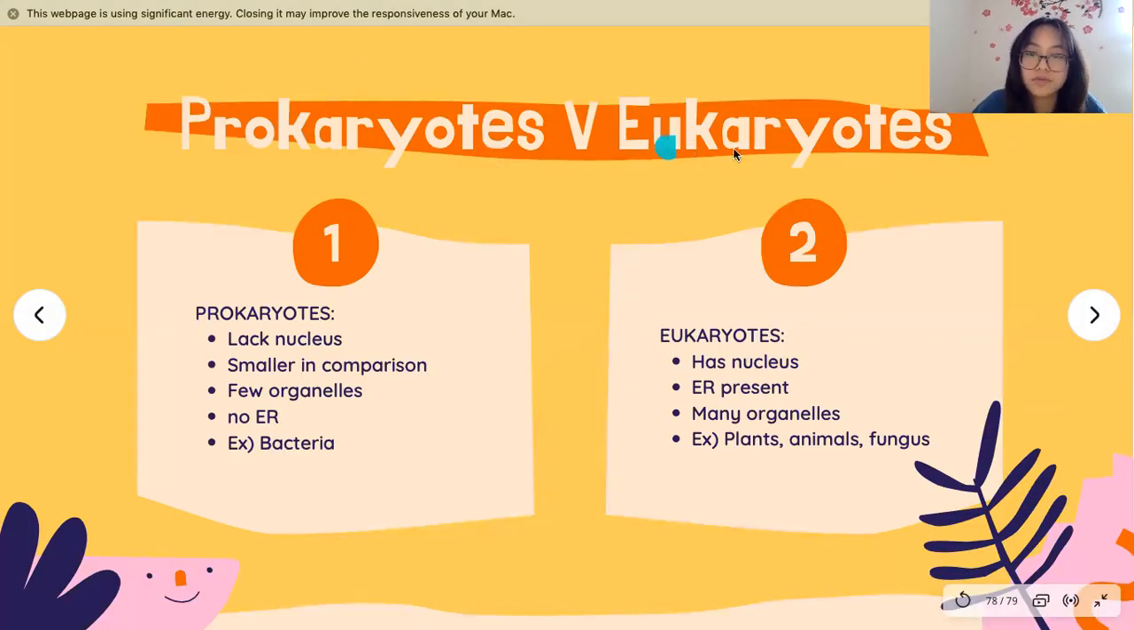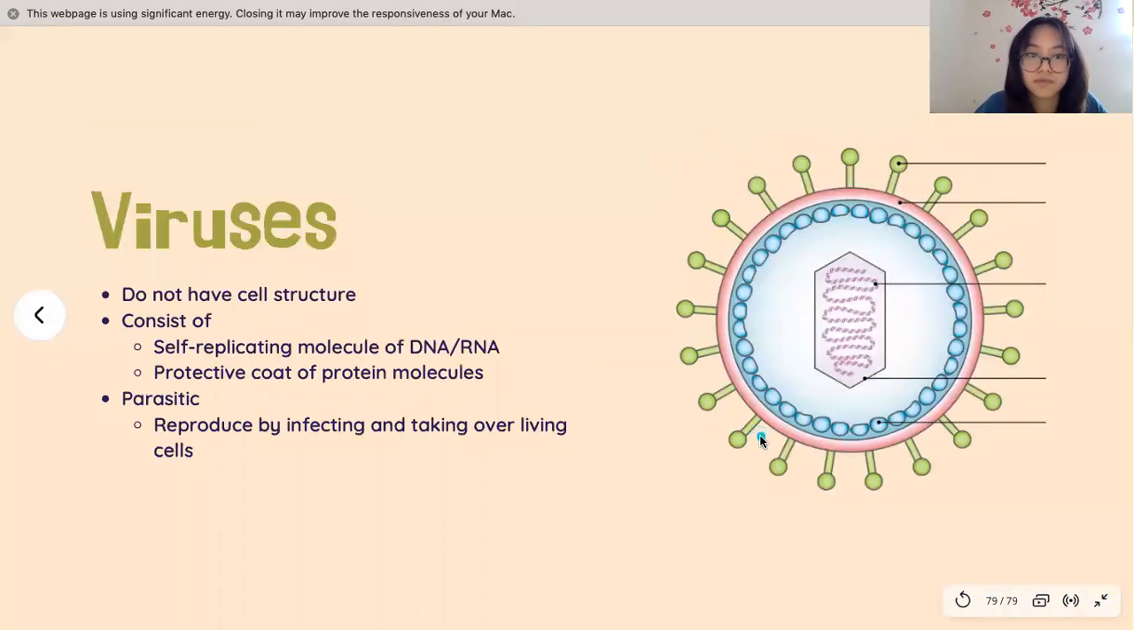So prokaryotes versus eukaryotes. Prokaryotes lack a nucleus, they're small in comparison to eukaryotes. There's no ER, and examples of this would be bacteria. Eukaryotes have a nucleus, there's an ER, there are many organelles, and examples would be plants, animals, and fungi.